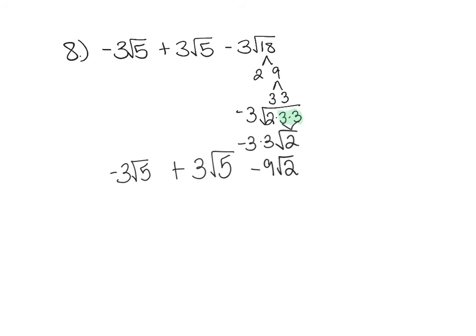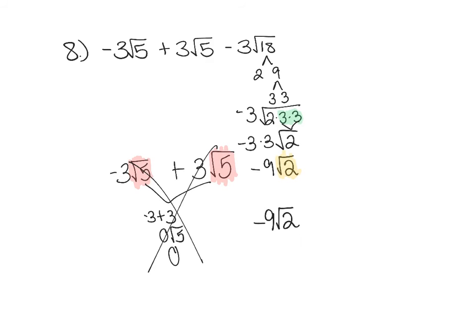Okay, so now let's look to see if I have any like terms. I have a radical 5 here, and I have another radical 5. So those two are like terms. And then I had a radical 2, but there's no other radical 2's. So I'm going to go ahead and combine these together. Negative 3 plus 3, that's going to give me 0. So 0 radical 5 is just 0. So that actually canceled out. So all you're left with is a negative 9 radical 2. And that's your final answer.